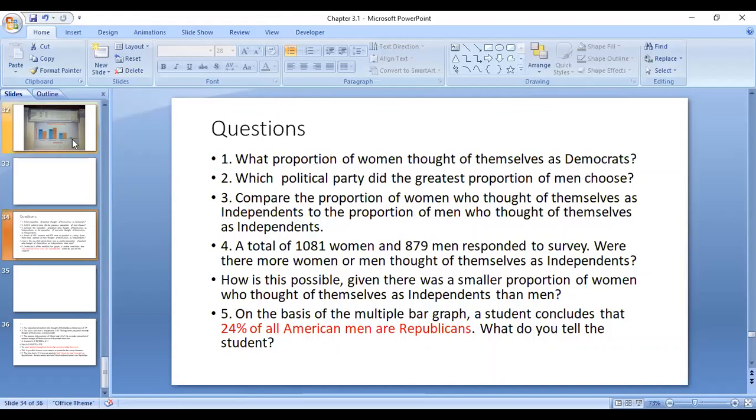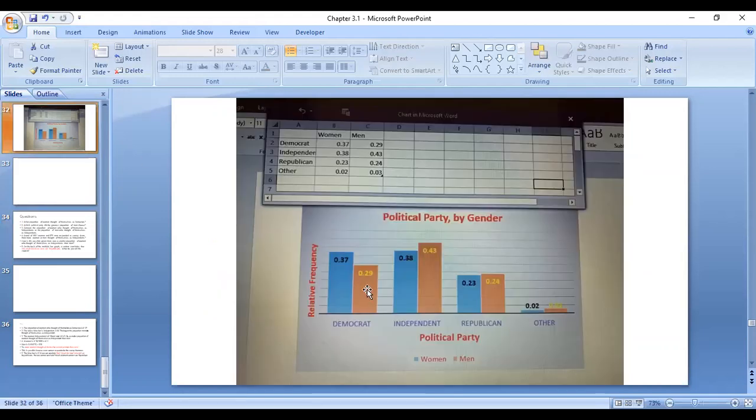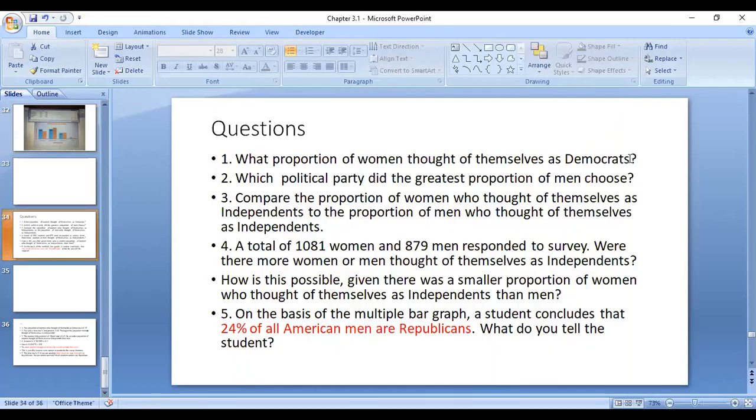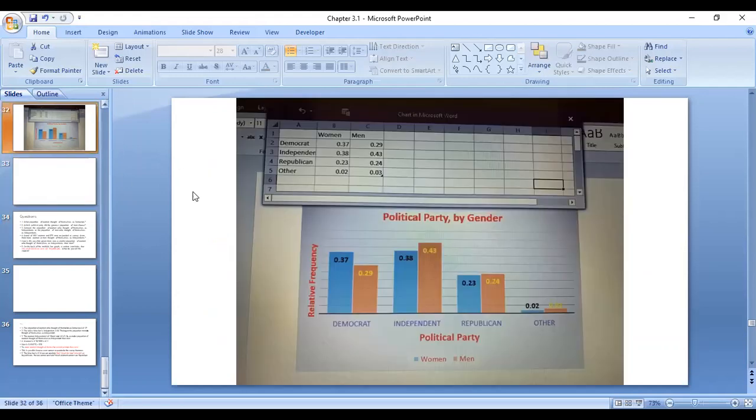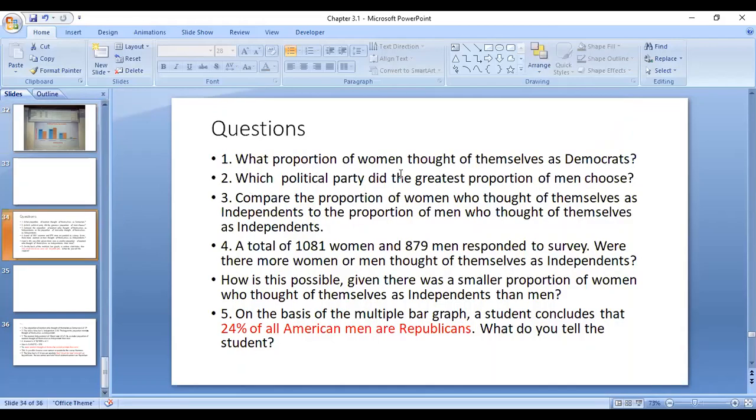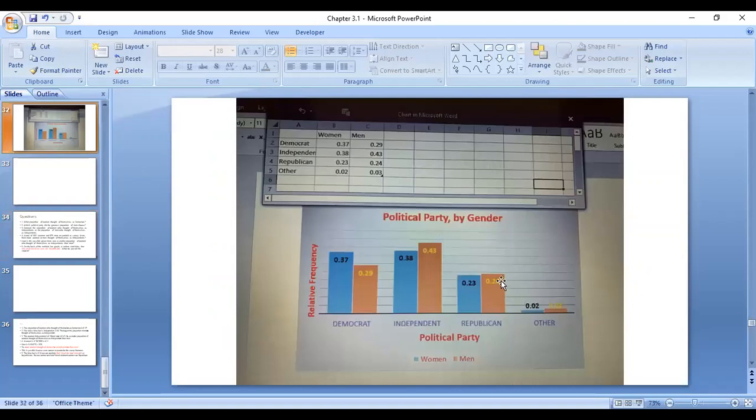Because when you look on the graph, you will see this is the woman, this is the man. And the question is demographic, what proportion? You look on the demographic here, and the woman is here, 0.37. The answer is 0.37. The proportion is 0.37 or 37%. And which party has the greater proportion of men? You look here, the men in the orange. The men are high, so the men independent is high.